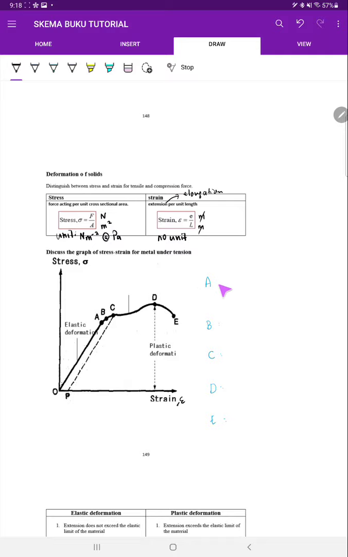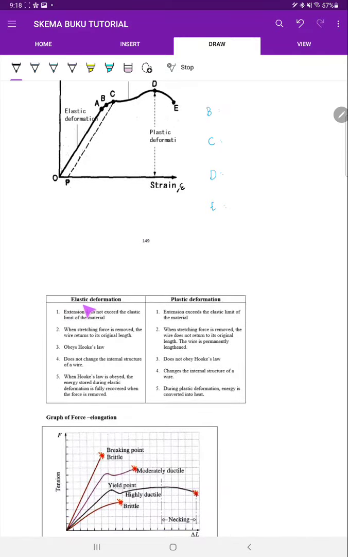Alright. So A, limit of proportionality. B is elastic limit. C is the yield point. D is the ultimate tensile strength, UTS. E is breaking point. Okay, dia break kat sini.